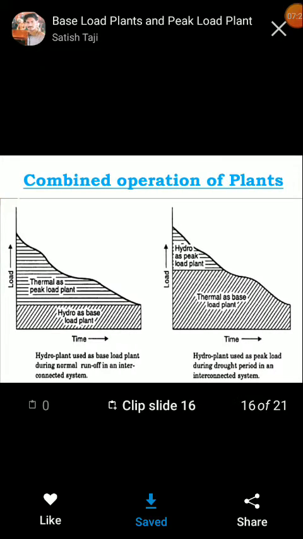Shown in this figure is the combined operation of plants. Figure 1 represents the hydro plants used as base load plants during the normal runoff in an interconnected system, and figure 2 represents the hydro power plant used as a peak load plant during the drought period in an interconnected system. Both are quite different. With the help of this figure, we can easily get the difference between the base load and the peak load plants.